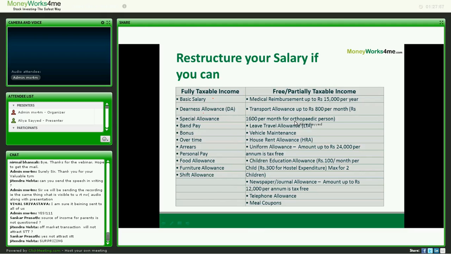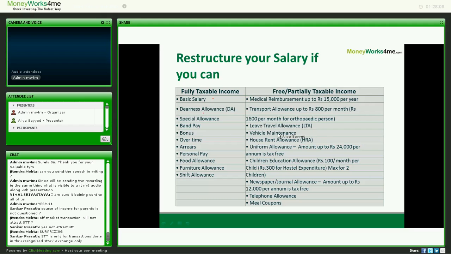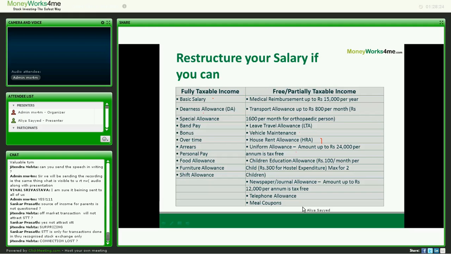employers to introduce a medical allowance or a transport allowance of up to 800 per month. This is basically a conveyance allowance, which is increased to 1600 per month for an orthopedic person. Or you can do a leave travel allowance. You can include a vehicle maintenance allowance, a house rent allowance, and a uniform allowance. If your employer does have a uniform code, only then will this be applicable, otherwise it will not be applicable.